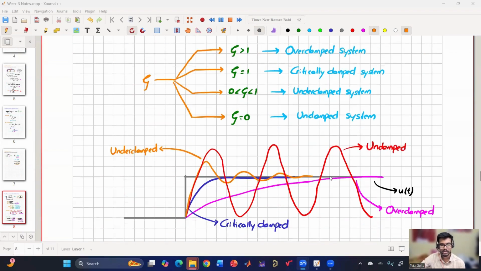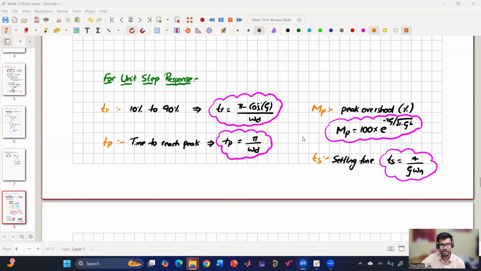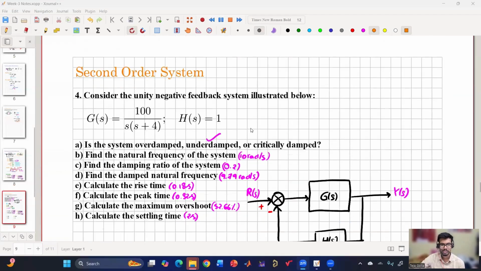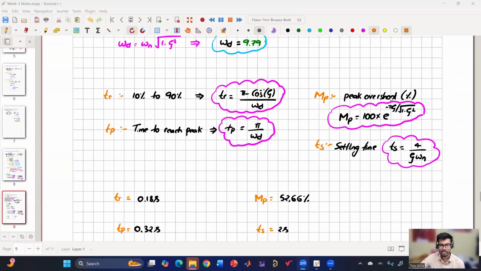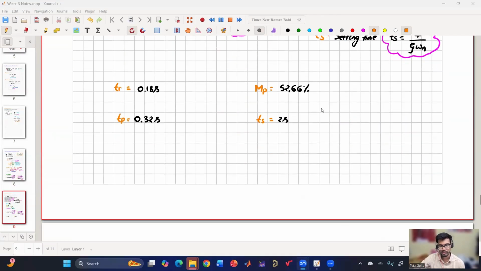Then we have gone to second order system, and we have seen there are various nomenclature and how the damping of the system will affect the response of the system. And we have seen for unit step response, what are the settling time, rise time, peak time, percentage overshoot, and what are their expressions. And we have quickly solved one problem based on the same. So please remember this formula because it is crucial.